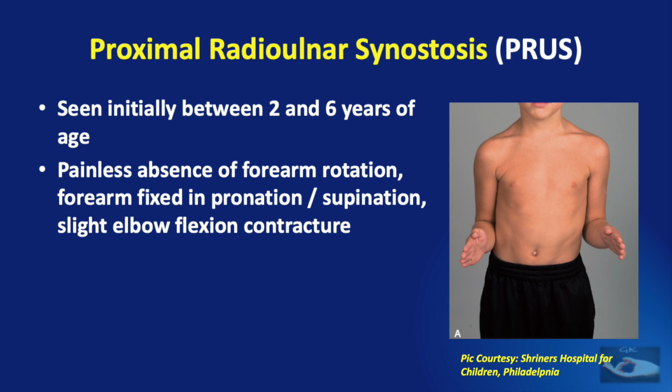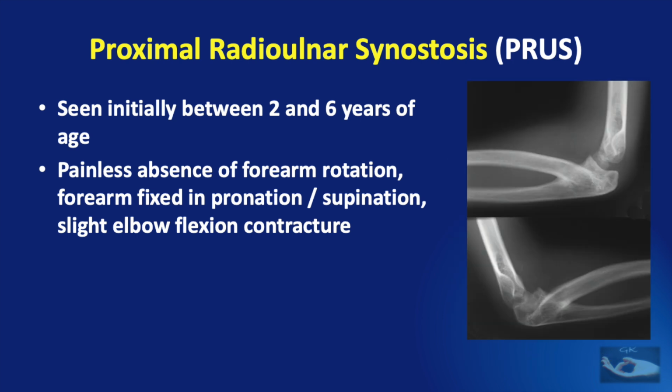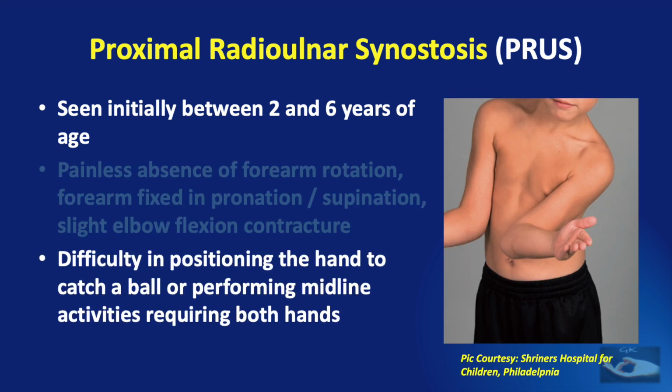Children with proximal radioulnar synostosis are usually seen initially between 2 and 6 years of age with painless absence of forearm rotation, with the forearm being fixed in pronation usually or rarely supination, and a slight elbow flexion contracture. Typically, a parent or teacher notices that the child has difficulty in positioning the hand to catch a ball or drink from a cup or accept small objects in the open palm, or has trouble performing midline activities requiring the use of both hands.